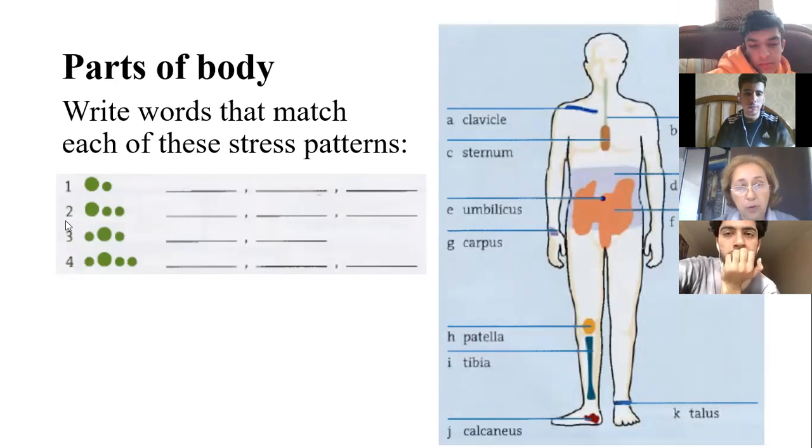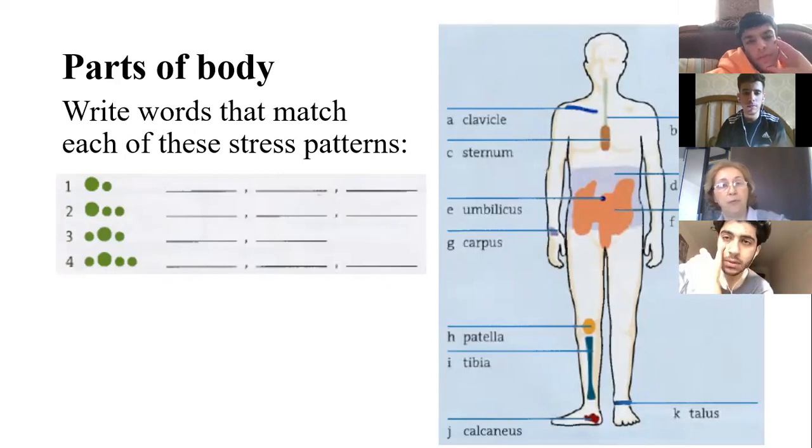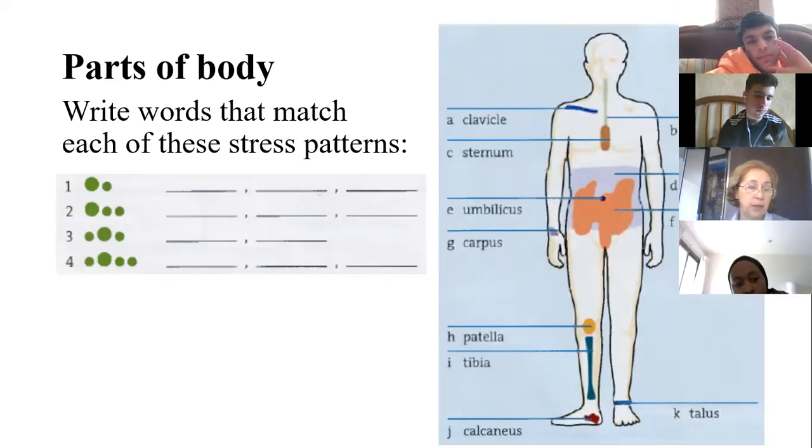Then in the second group, you should write the words that consist of 3 syllables, and the first syllable is stressed. In group 3, you should write 2 words that consist of 3 syllables, but the second syllable is stressed. And in the fourth group, you should write 3 words that consist of 4 syllables, and the second syllable is stressed. Do you understand? Okay, just a couple of minutes to complete this task. Start, please.